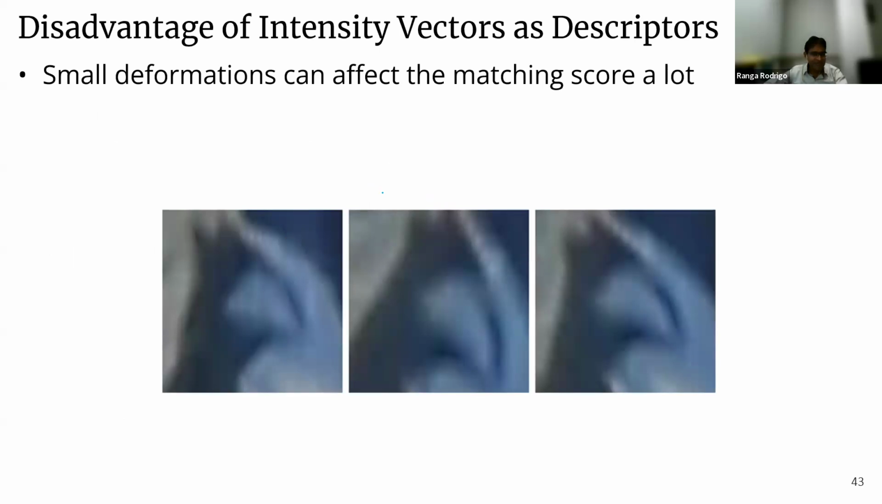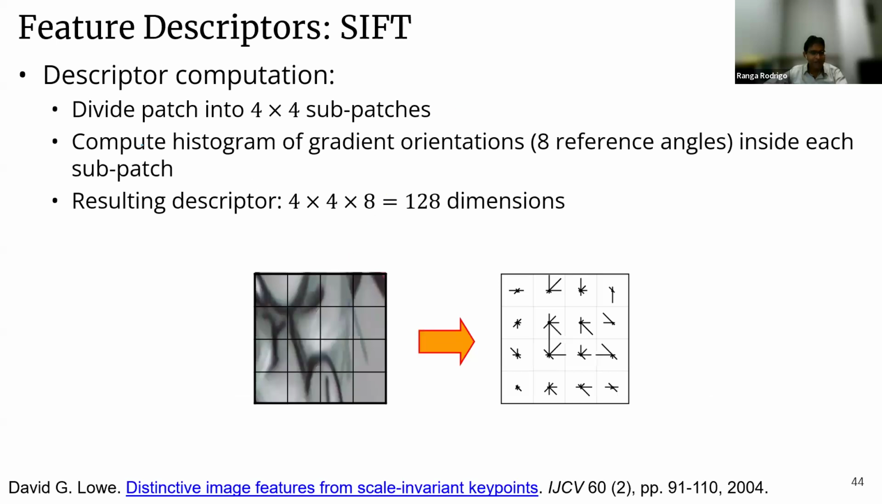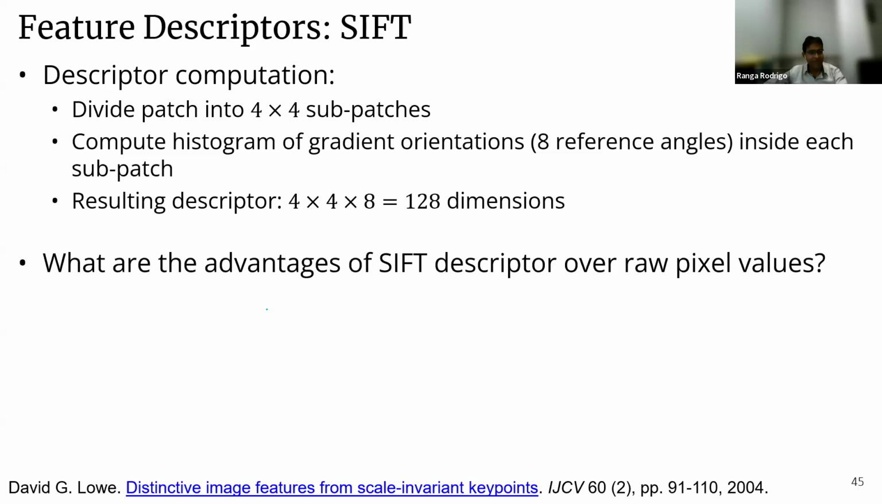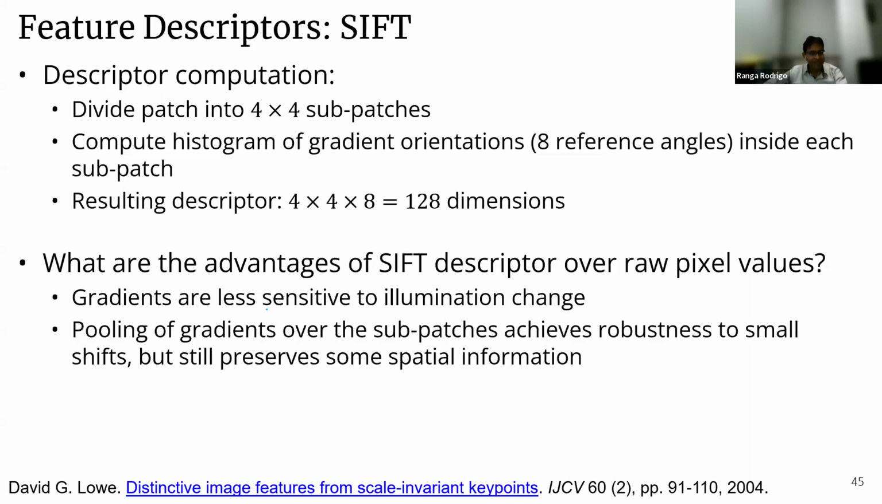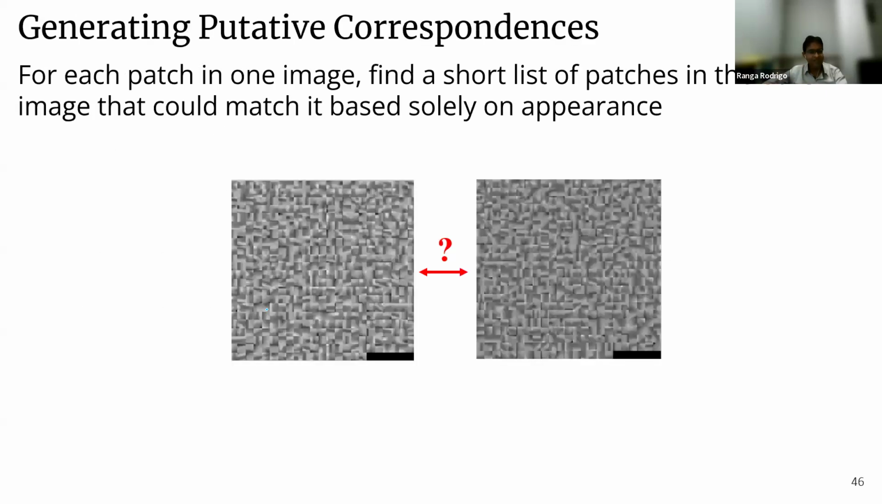Using just intensity, it's very difficult to match them. That's why the SIFT descriptor is important. Last time we saw what a SIFT descriptor is: a 128 number descriptor, and using that we can match them very well. What are the advantages of descriptors? They are less sensitive to illumination changes. Pooling of gradients over subpatches achieves robustness to small shifts, but still preserves the spatial information.